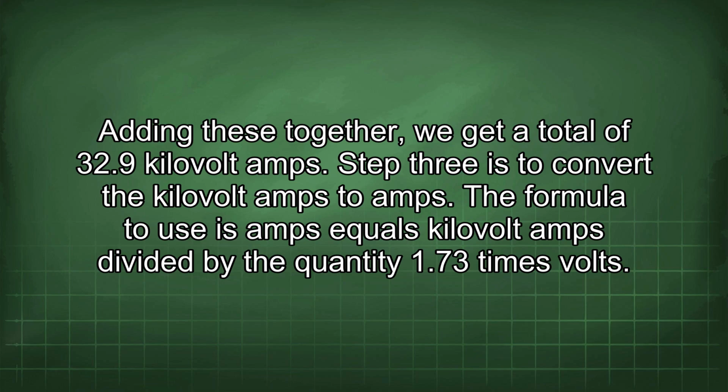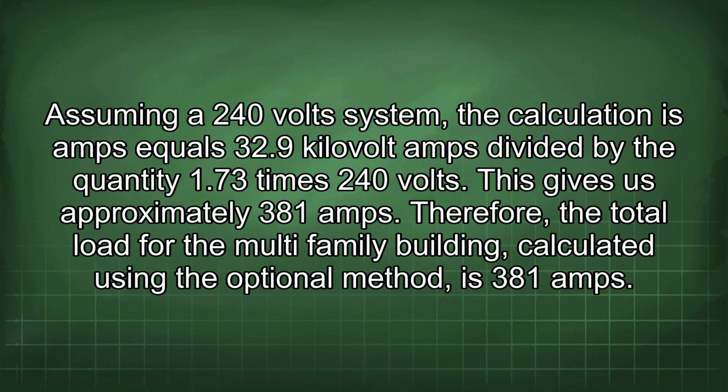Step 3 is to convert the kilovolt amps to amps. The formula to use is amps equals kilovolt amps divided by the quantity 1.73 times volts. Assuming a 240 volt system, the calculation is amps equals 32.9 kilovolt amps divided by the quantity 1.73 times 240 volts. This gives us approximately 381 amps. Therefore, the total load for the multi-family building calculated using the optional method is 381 amps.